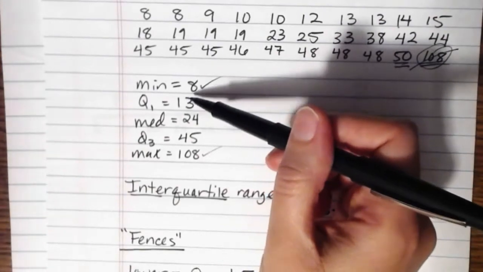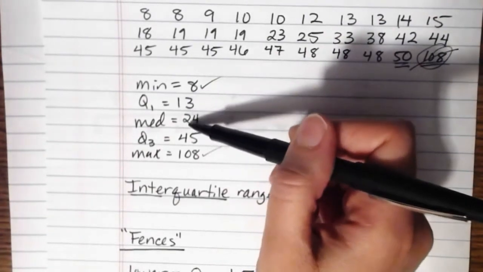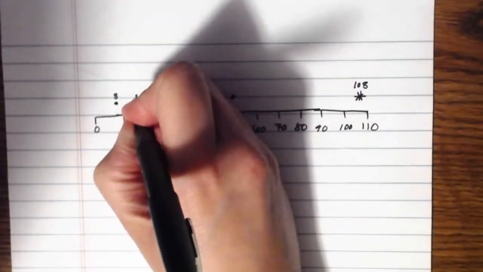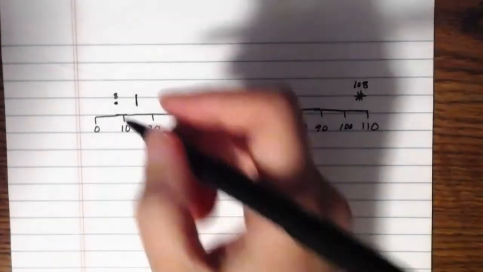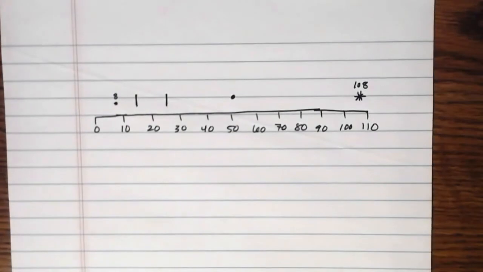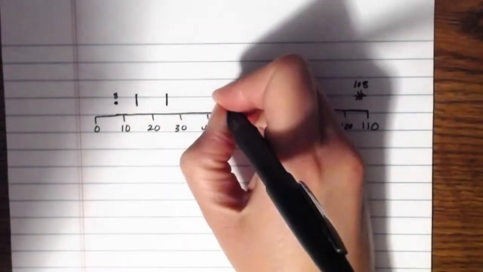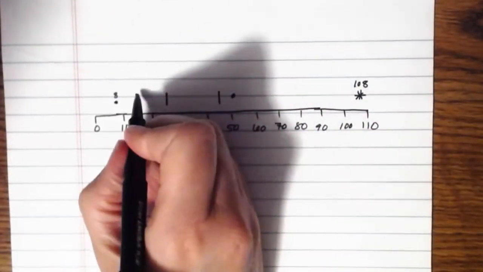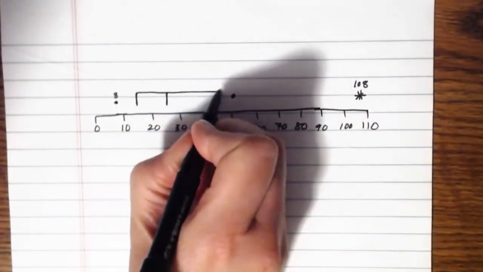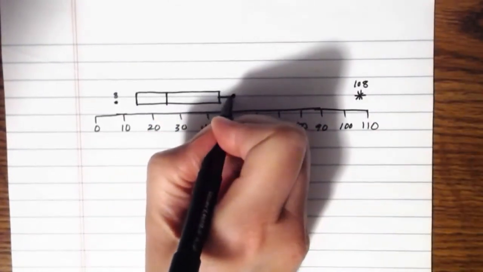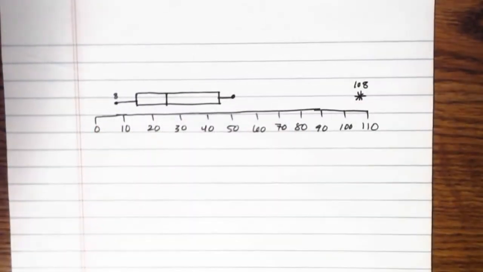Then you get vertical lines at Q1, the median, and Q3. So we're going to have a vertical line at 13, so right about here. We're going to have a vertical line at our median of 24, so right about here, and a vertical line at our Q3 of 45, right about here. And then the reason it's called a box and whisker is you draw a box around all the vertical lines and you make lines out each side, and those lines are called the whiskers.